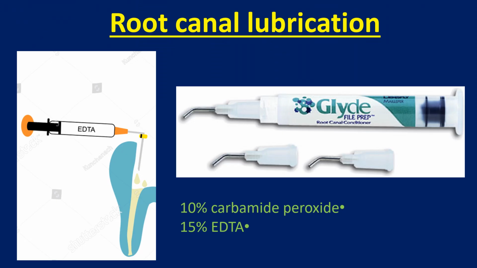Root canal lubrication is nice, for example, Glide, because it has 15% EDTA. It makes the debris get clogged in the gel, and by irrigation you get more debris removal.